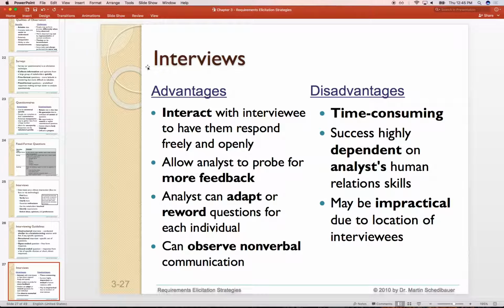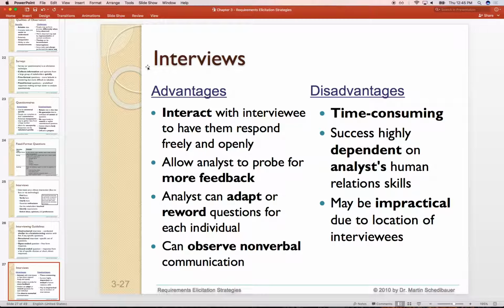And obviously, advantages. We get to interact, get people excited about this. And it's a very social aspect of the requirements gathering. We can get more feedback, more explanations on something we didn't understand. We can adapt. The analyst can adapt or reword the question based on the body language that they get from the individual.